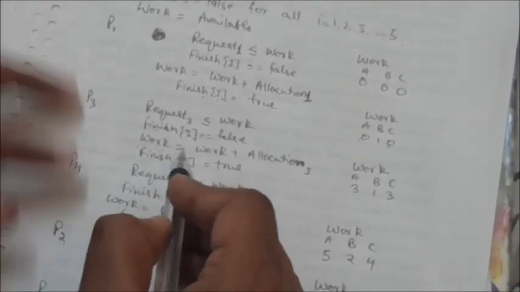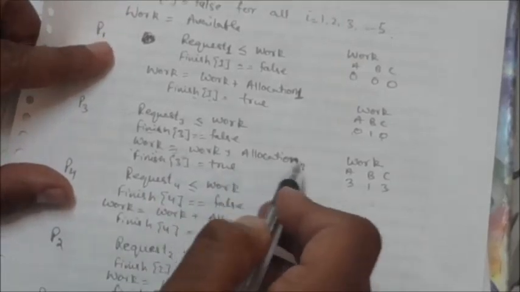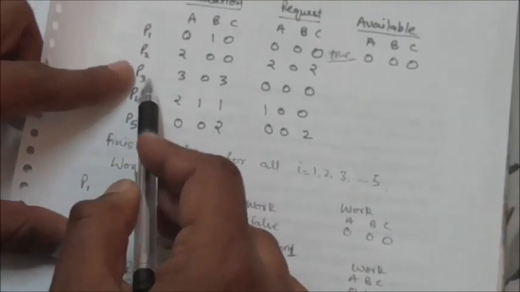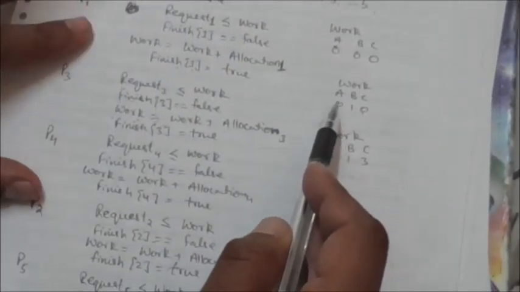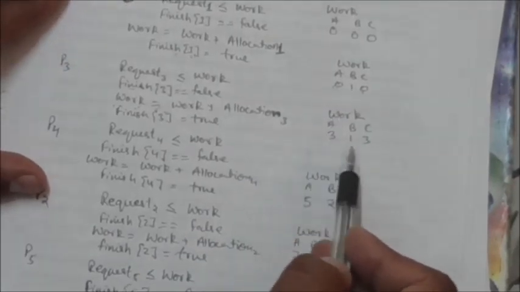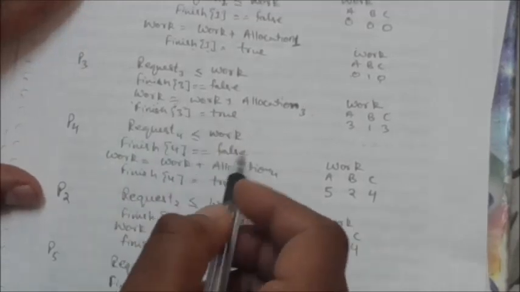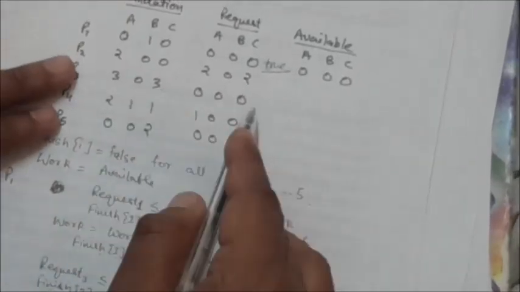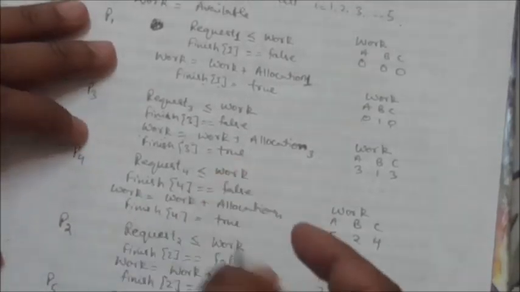So in this case we update the value of work vector. To work vector we add the third row of allocation matrix, which is 3, 0, 3. So to 0, 1, 0 we add 3, 0, 3, and we get the new value for work vector: 3, 1, 3. After that we set finish 3 equal to true. So at index 3 in finish vector we set the value true. Then again we go to step 2 of the algorithm.